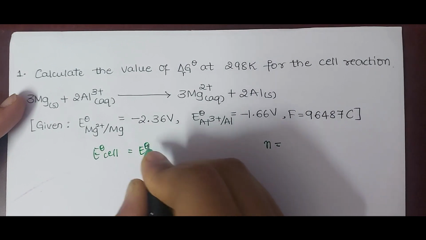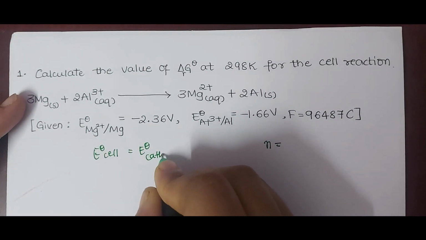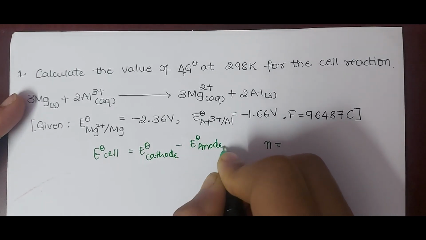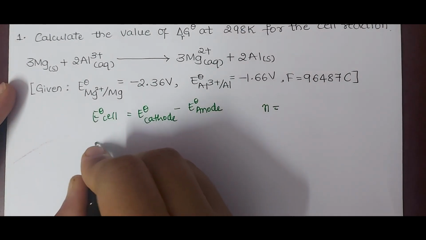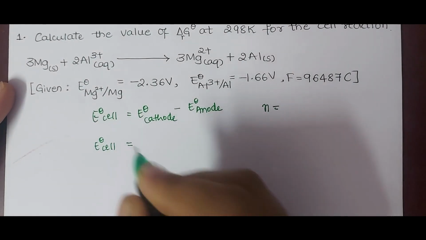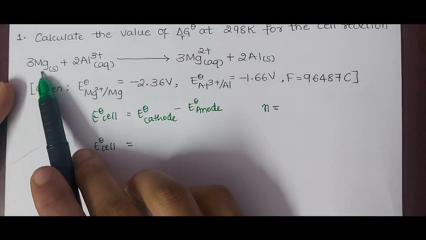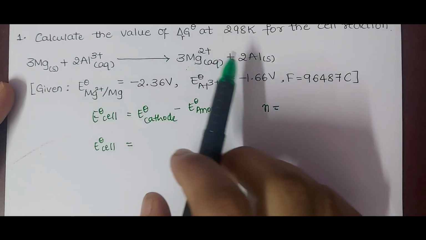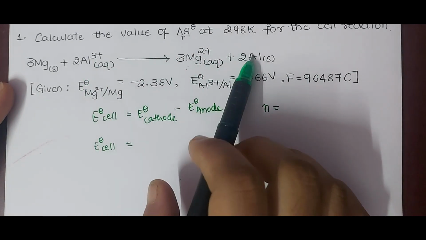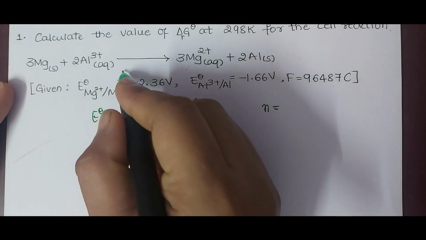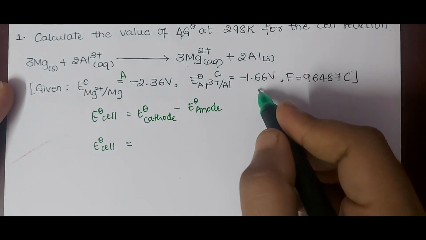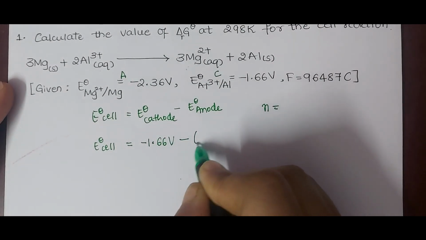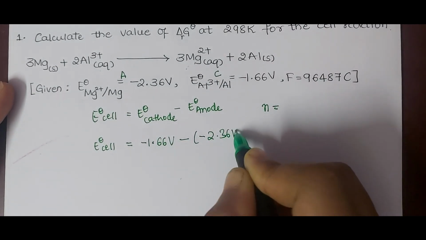How do we calculate E naught of cell? Already discussed in the previous video. We calculate it as E naught of cathode minus E naught of anode. When you look at the equation, Mg changes to Mg2 plus, which means oxidation, so that is the anode, and Al3 plus to Al means reduction, so reduction occurs at cathode and oxidation at anode. So Mg is anode, Al is cathode.